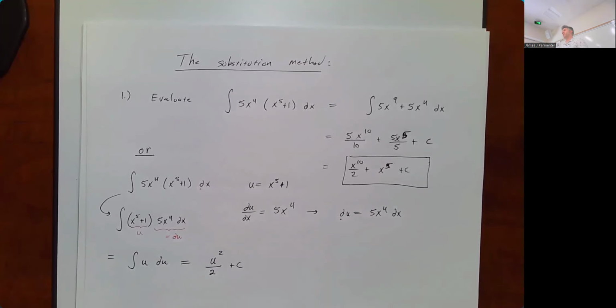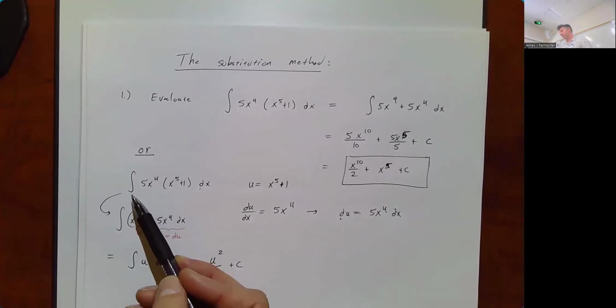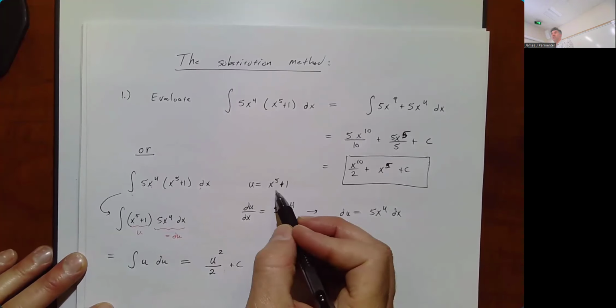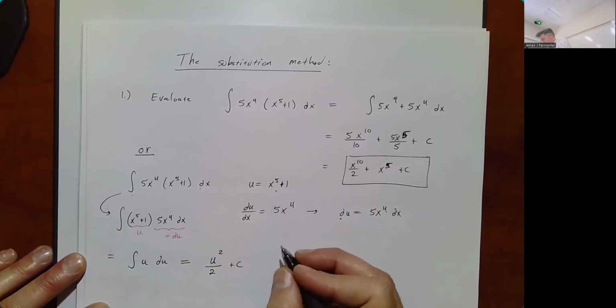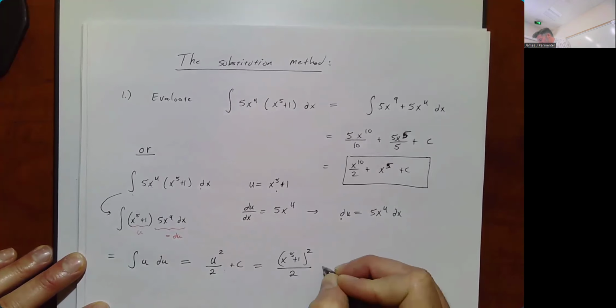You can't stop there. If you're finding an indefinite integral, also known as an antiderivative, you're finding a function, and the function you end with has to have the same variable as the function you start with. So since we started with an antiderivative of a function of x, we need to end with a function of x. So I have to replace u with what I said it was equal to, which is x to the 5th plus 1. So I'm going to rewrite this as (x to the 5th plus 1) squared divided by 2 plus c.